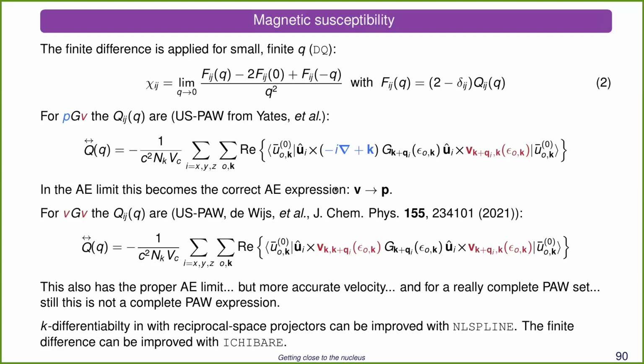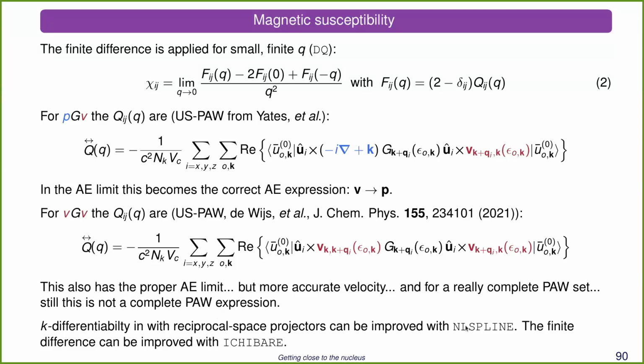And in the all-electron limit, those things both just become P, and you get the proper expression. In the VGV approximation, you have a V on both sides, and it also has the proper limit. And this one is more accurate than this one, we will see in a moment. Both have the proper all-electron limit. If you make your PAW sets really, really complete, they both go to the correct numbers. Certainly this one does. But it is still not a nice full PAW expression.